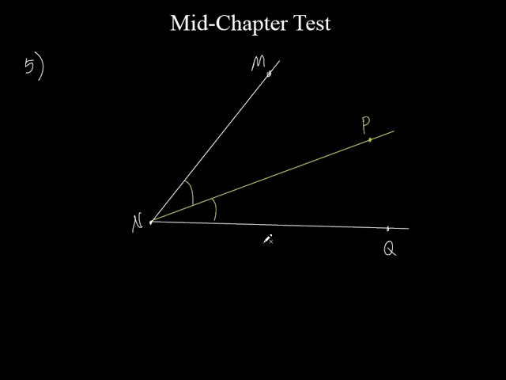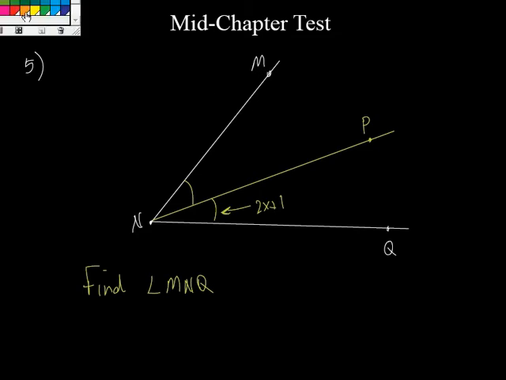What else do they tell us? That angle PNQ, that's this bottom one right here, it's equal to 2x plus 1. That's an arrow. Okay, so this angle right here is 2x plus 1. The question is this. It says find angle MNQ, which is the whole big angle, isn't it?